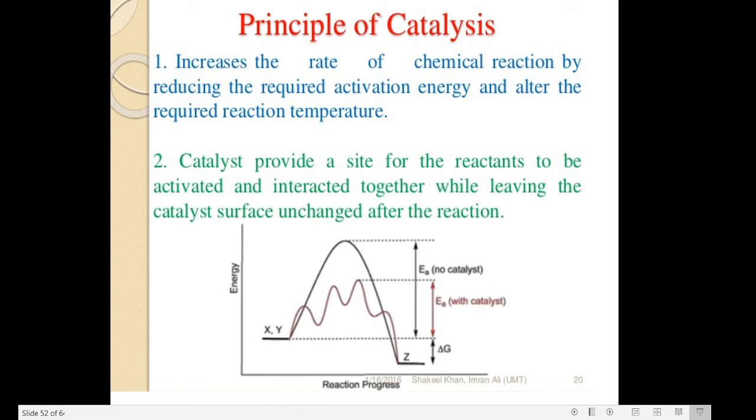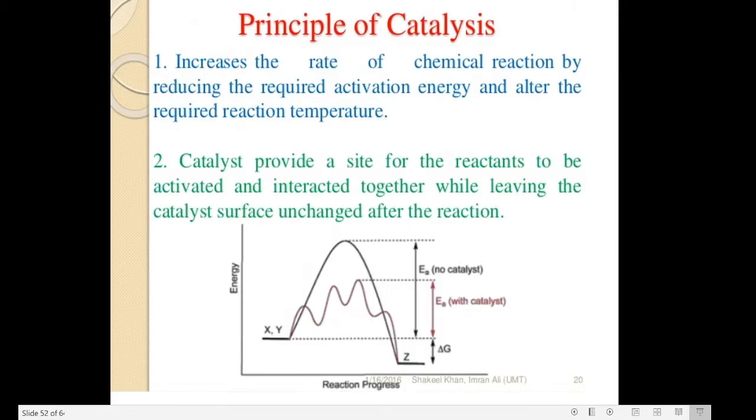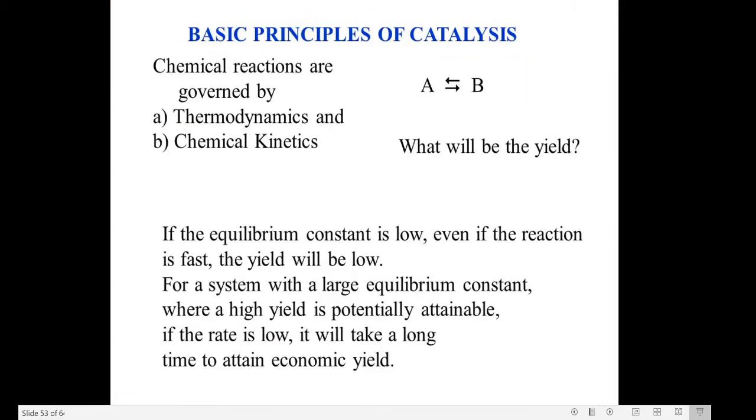Catalysis means it increases the rate of a chemical reaction. A normal reaction has a slow reaction rate. If you want to increase the slow reaction rate, we add a catalyst. It provides the site for the reactant to be activated. The activation of the reaction happens at the early stage. It's a basic thing.